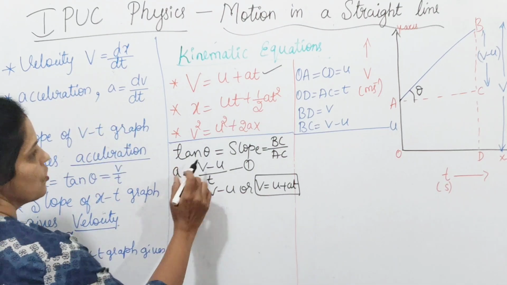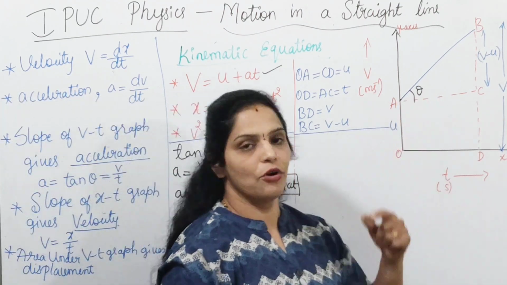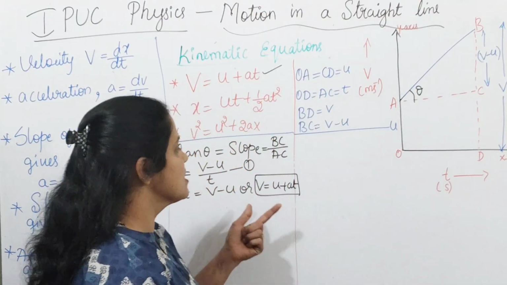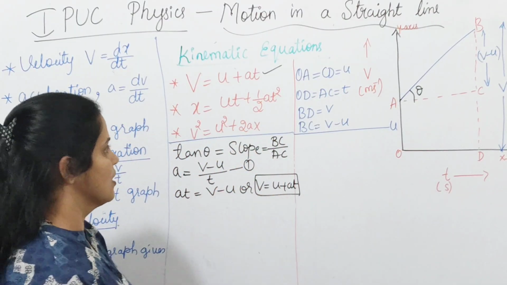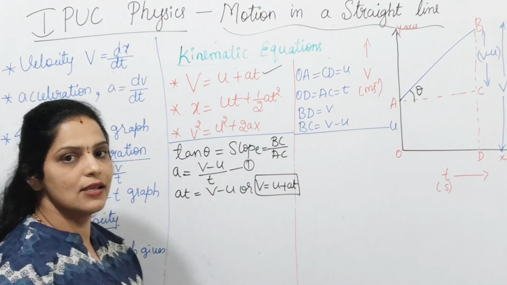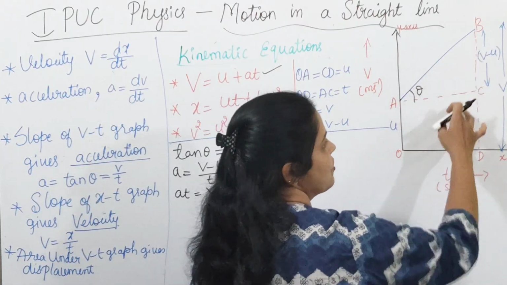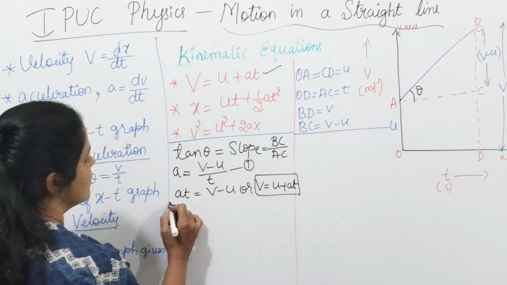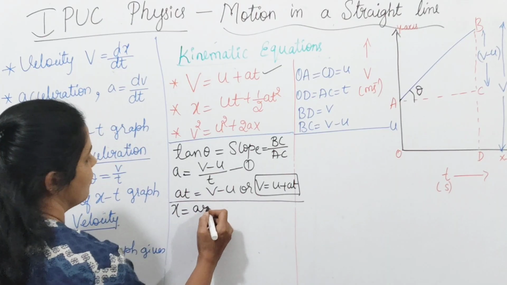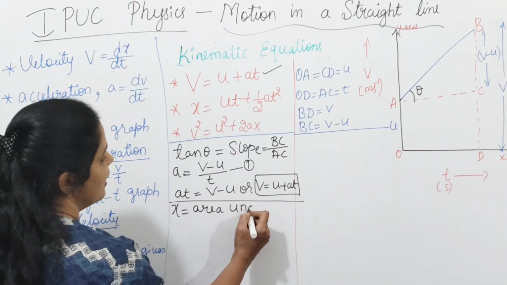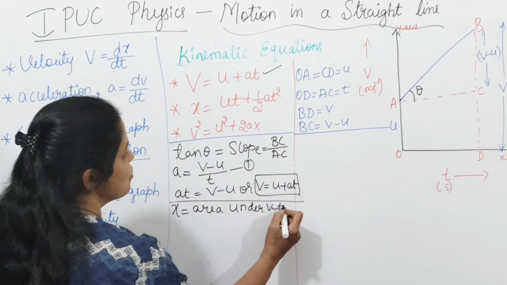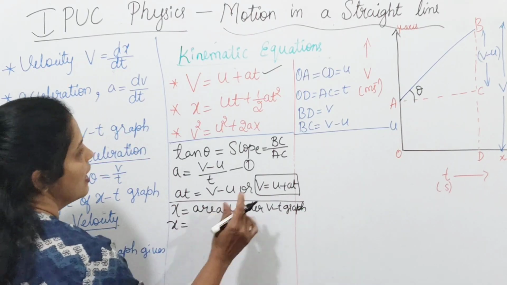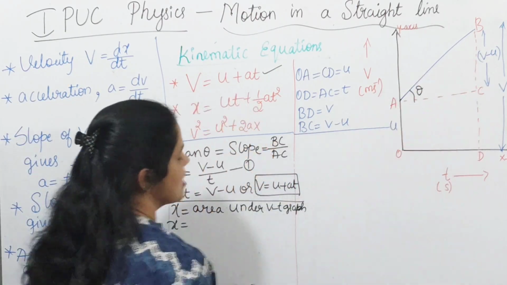Is it clear? Here I have taken one concept, that the slope of the VT graph gives acceleration. Using that I got this relation. Now the second concept is that the area under the VT graph gives displacement. So displacement can be written as the area under the VT graph. Here you can see two shapes: one is a rectangle, another one is a triangle.